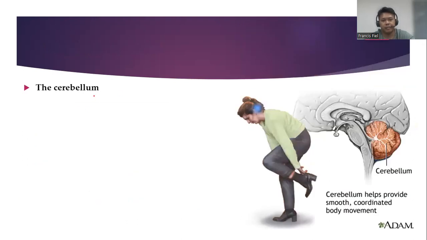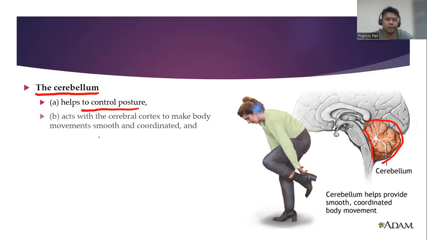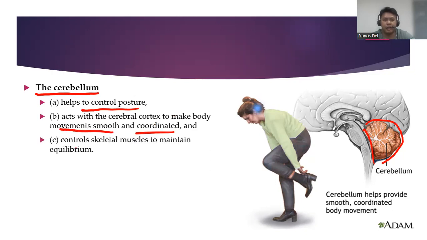Now, the cerebellum naman is part of the brain dito banda sa likod. So we have here, it helps for control of posture, acts with the cerebral cortex to make the body movement smooth and coordinated, and control skeletal muscle to maintain equilibrium. Yan yung trabaho ng cerebellum natin. So, balance and coordinated movement.